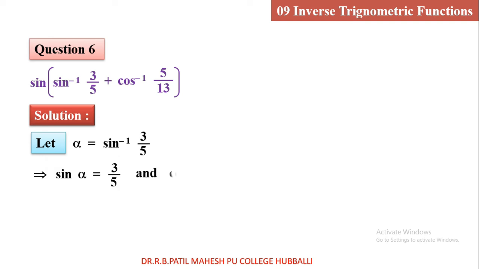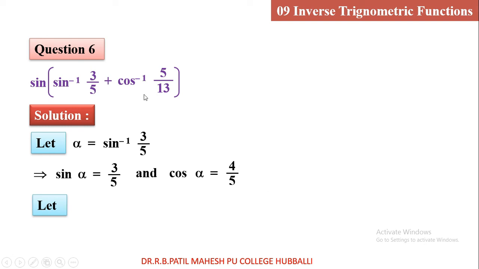And here cos alpha can be found using the Pythagoras theorem in a right angle triangle. Cos alpha will be 4 by 5. The hypotenuse is 5, and the adjacent side you need to find out using the Pythagoras theorem, so that adjacent will be 4. So cos alpha will be 4 by 5. Sin alpha is there, cos alpha is there.